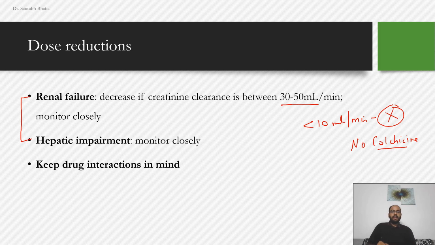Clear? If there's hepatic impairment, remember the majority of the excretion of colchicine happens through the hepatobiliary route. So you have to monitor closely. Dose reduction is as such not advised, but you start with the lower dose and gradually increase so that you limit the side effects. Okay. Keep drug interactions in mind because if drug interactions happen, there are more chances of toxicity and side effects. So keep the drug interactions in mind. Okay.